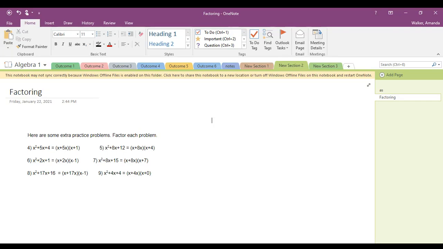I was checking over your factoring homework from Mr. Smith's class and noticed there were a few mistakes, and thought maybe a video would be the best way to explain what your mistakes were and how to fix those. Factoring is really important. We kind of introduce it in this outcome, but it's very, very important for the next outcome 5, for quadratics. So I'm going to go through a couple of these with you.